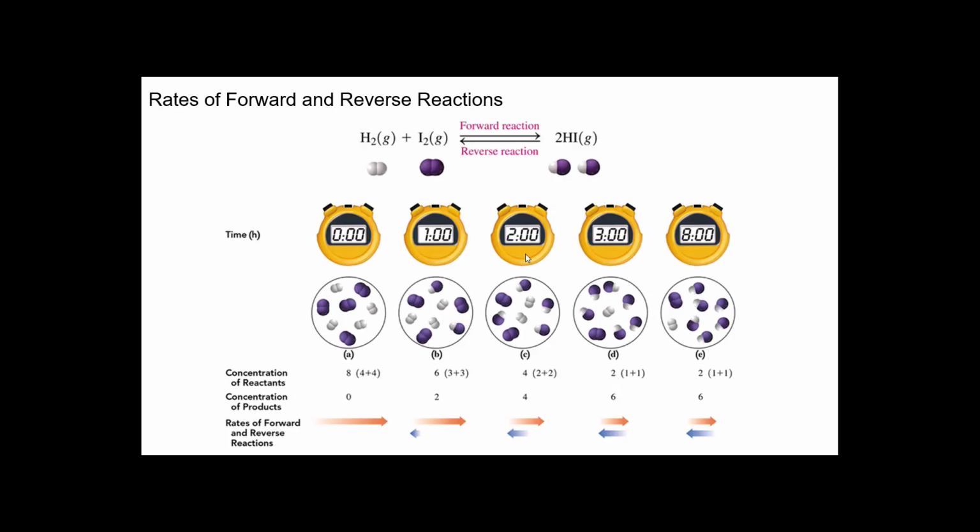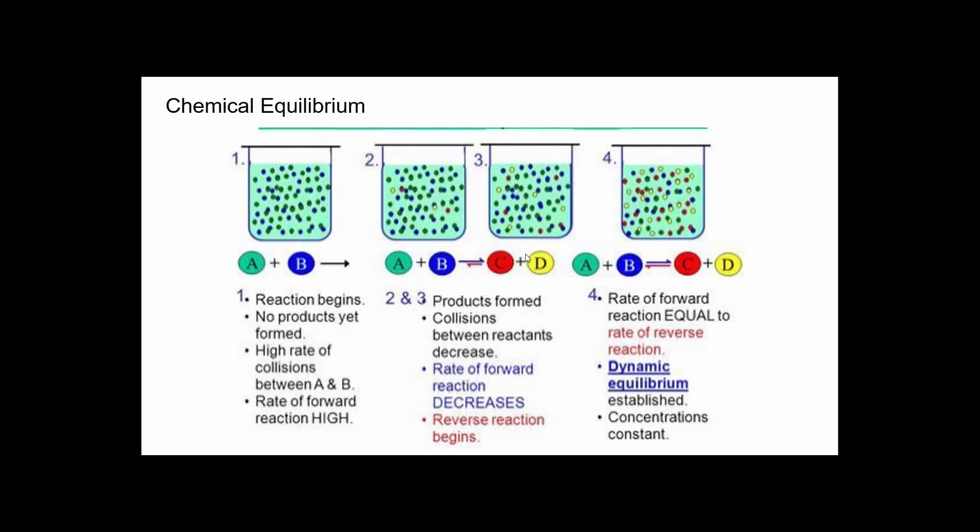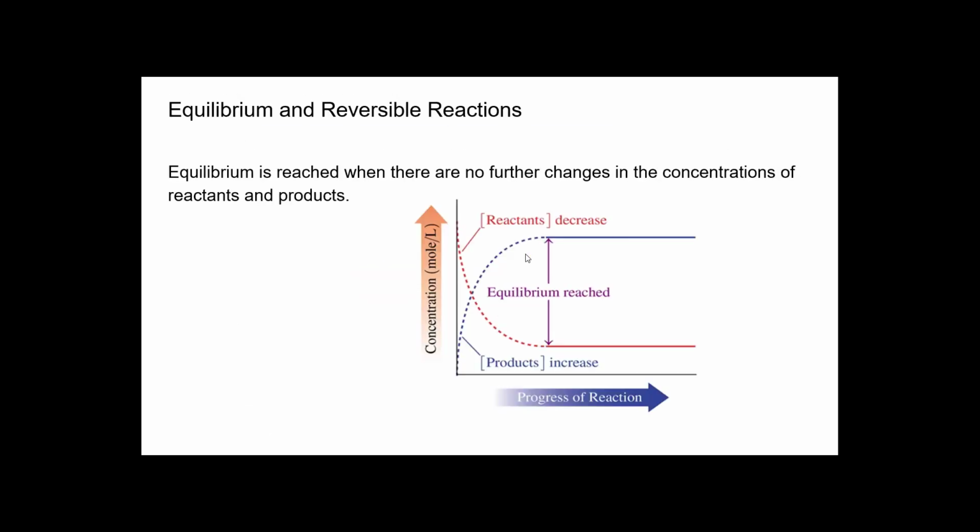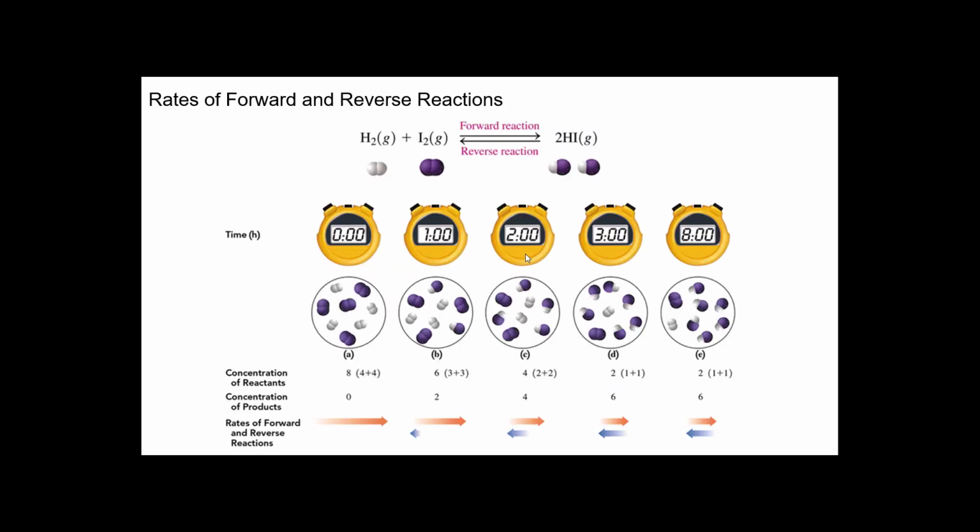So here is the rate of forward reaction. This is also very similar to this. It just breaks it down to be more specific about what's happening. So if you notice, here is our forward and reverse reaction. We have hydrogen and iodide, okay? And we have times, and these are all in hours.